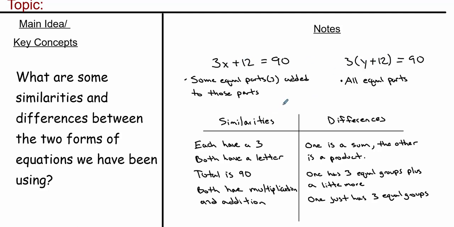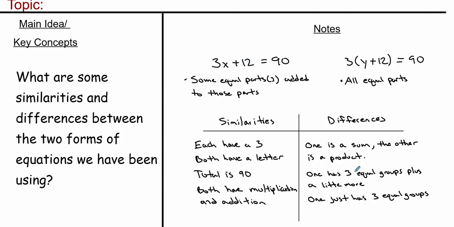So the main differences here are that the 90 in this case is a sum, right? We're adding this term here to this term here to get 90. And in this one, we're multiplying two terms. This term here, 3, times this term here, y plus 12. Since this is in parentheses, we're grouping this together. We're multiplying to get 90. This one has 3 equal groups. This one also has 3 equal groups, but we're adding a little extra.